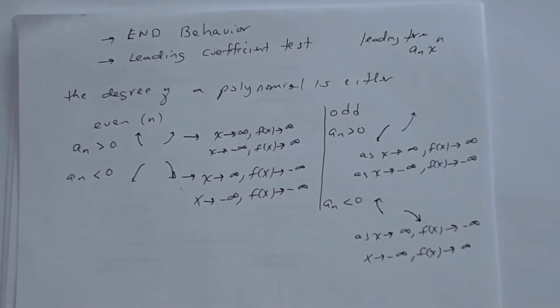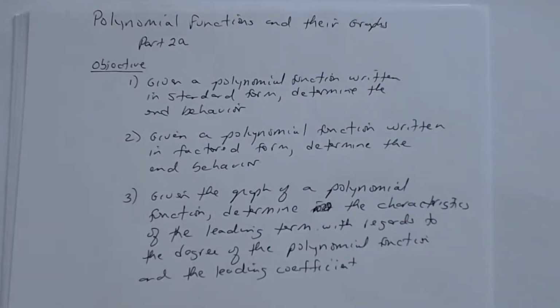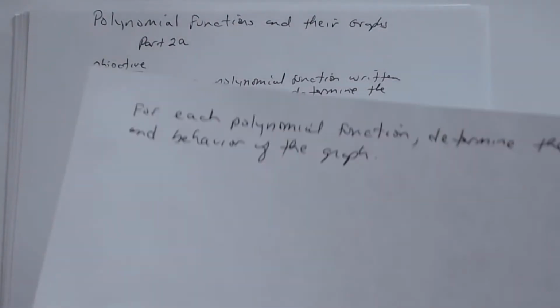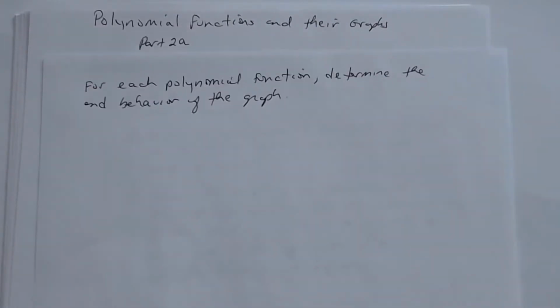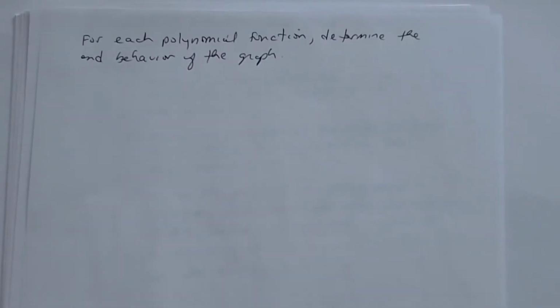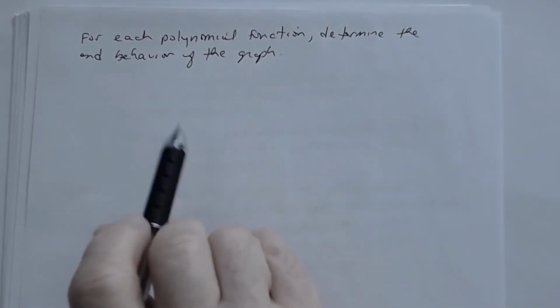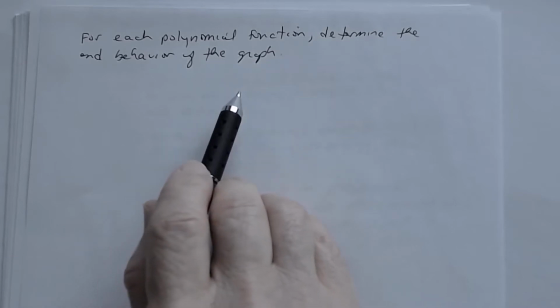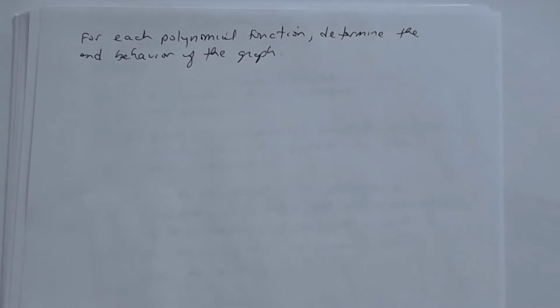All right, so let's go ahead and look at some problems dealing with part 2A. The directions for the first two objectives are: for each polynomial function, determine the end behavior of the graph. You will not be given the graph for the first two. You'll be given a polynomial function, and you want to determine the end behavior. All right, so the first one, let's look at this.